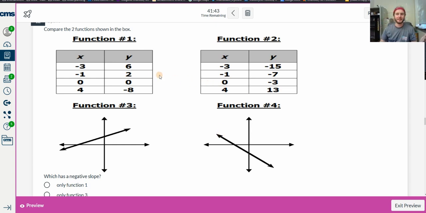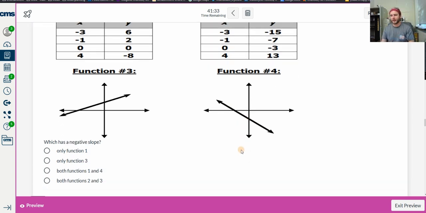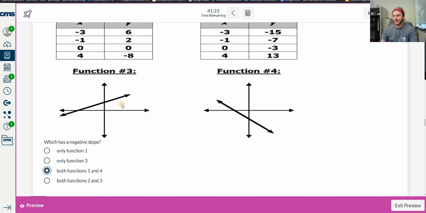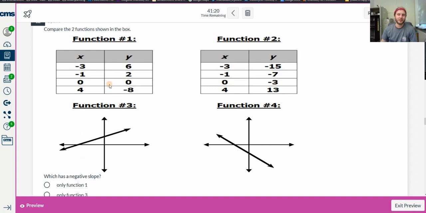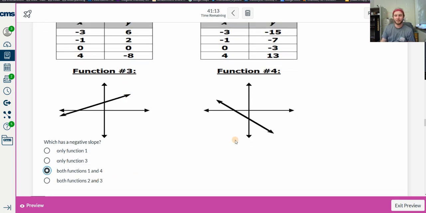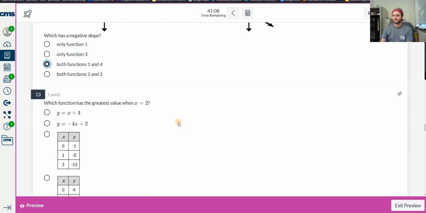And honestly, you can kind of skip looking at function 1 and 2. You can just ignore the tables because look at function 4. That graph is very clearly moving downward over time. So we know that one of the answers has to be function 4. Well, there's only one option that has function 4 in it. So we don't even really have to look at function 1. You can see that those numbers are going down over time. But that's the only answer choice that includes 4, which is very obviously negative. So we've got function 4.